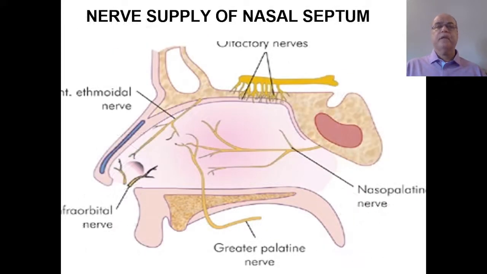Nerve supply. We know that in the roof there is olfactory epithelium for olfaction, then the nasopalatine and greater palatine nerves and the infraorbital nerve supply it, and the anterior ethmoidal nerve also supplies a portion of the nasal septum.